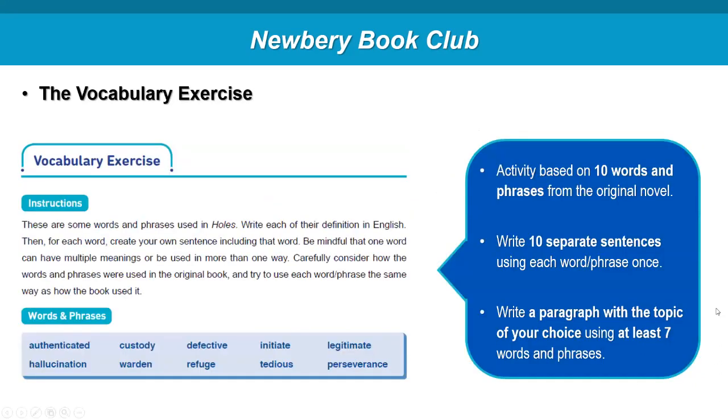The vocabulary exercise is an activity to attempt after answering all the questions. You are given 10 words and phrases from the original book. For the first 12 books, you will write 10 separate sentences using each word or phrase once. For the latter 12 books, you will write a paragraph with a topic of your choice using at least 7 of the words and phrases. You can see detailed instructions in every chapter.